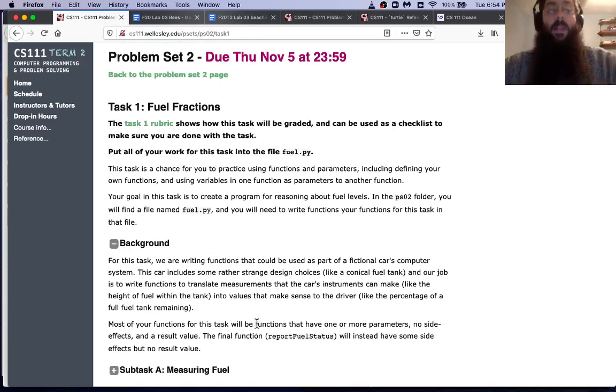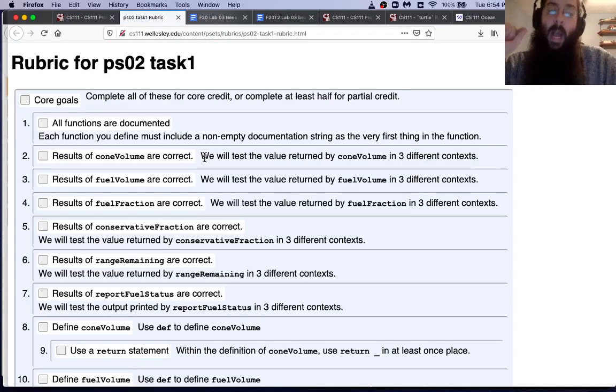Last part of this recording for task 1, I'm going to just walk through the rubric, which contains the actual details you'll be graded on. So, core goals for this rubric are 1, all functions must be documented. You must have a documentation string as the very first thing in each function. And our style guide talks about those doc strings. We've also talked about them in lectures.